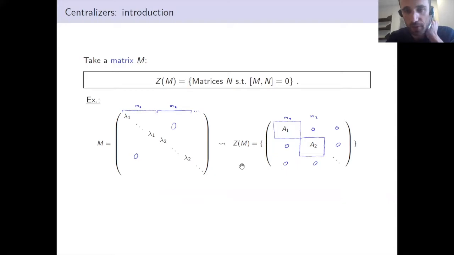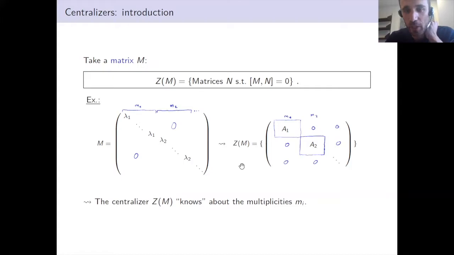And what can we conclude? We can conclude that the centralizer knows something about the matrix M. It actually knows the multiplicities, the degeneracies of the eigenvalues. So if you don't know M, but you know the centralizer, you will look at it under this form. You look at the sizes of the blocks, and you will find the multiplicities of the eigenvalues of M. It's a very basic example, but more or less, this is almost all that is behind this story of centralizers, except that we are going to generalize this picture a lot.